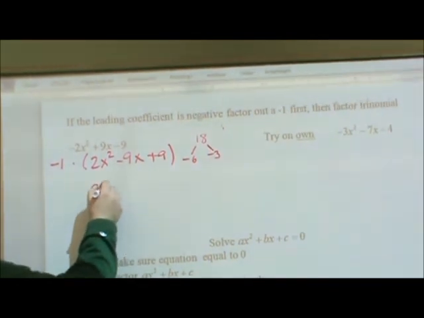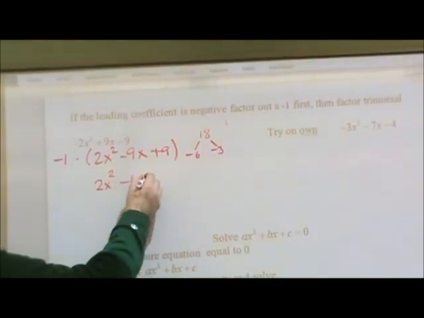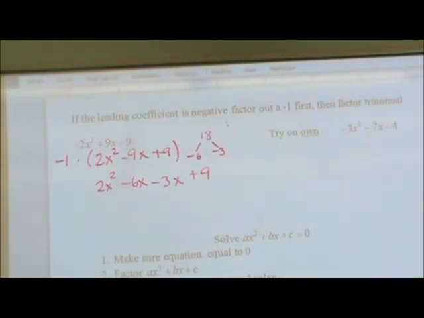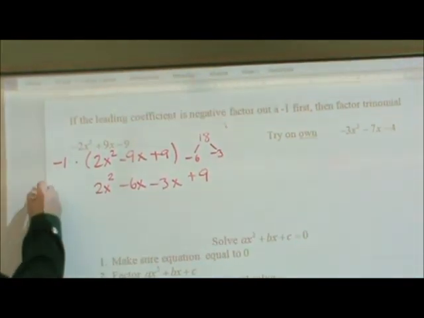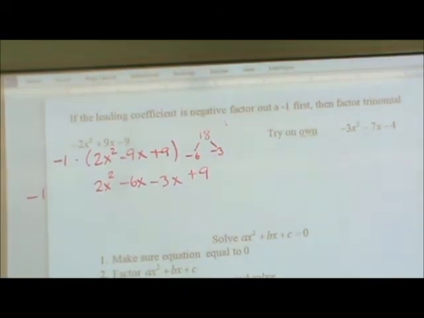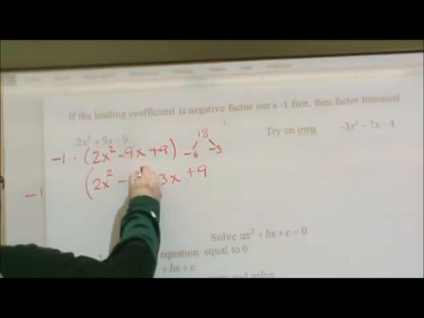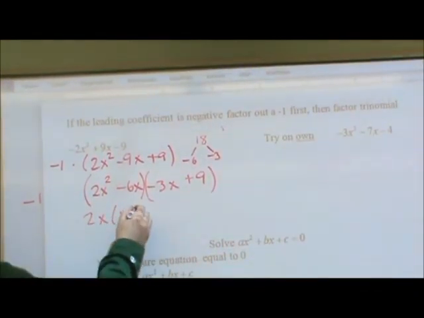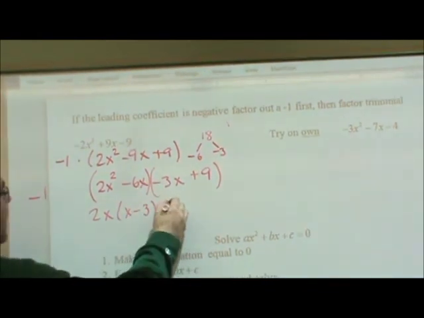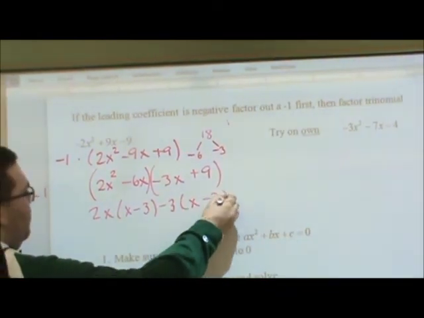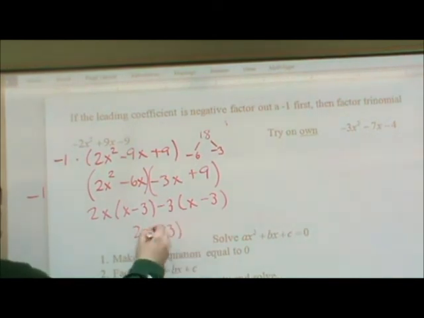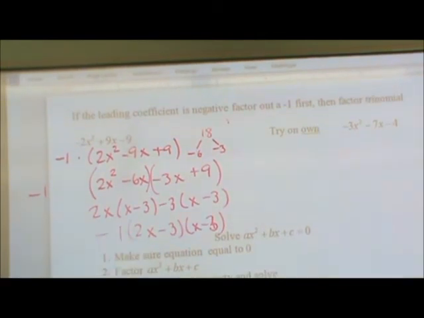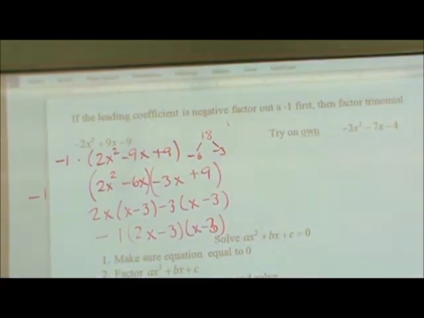So I'm going to rewrite my first term, break down the middle, and then rewrite the last, all at the same time. There's a negative 1 out front, and then from here we're going to group, GCF, negative in the hot spot, get our answer, and once we have our answer, put that negative 1 back out front. Okay.